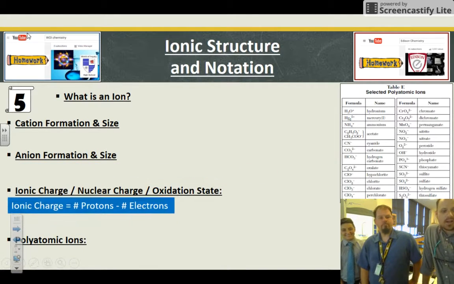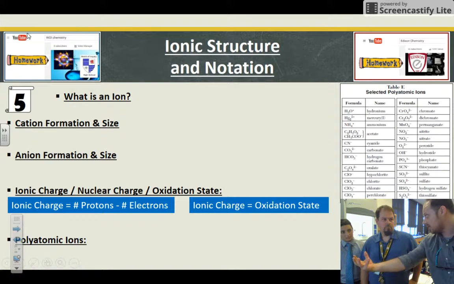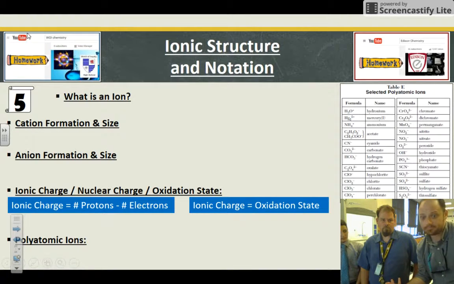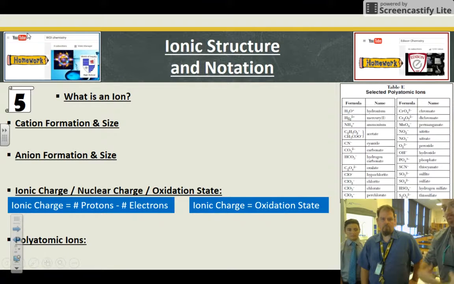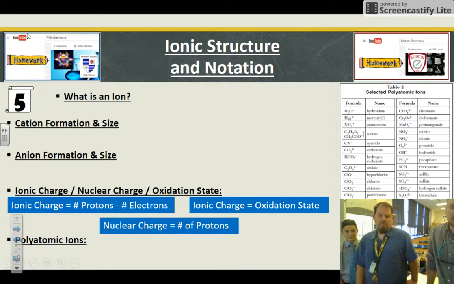Ionic charge. This is fun to find because you take your number of protons and subtract the number of electrons from it. So if I've got 10 protons and 9 electrons, my ionic charge would be +1. These are also synonymous with the oxidation states. So when you see that little list of oxidation states or symbols in the top right corners with positives and negatives, that tells you how many extra electrons it has or how many electrons it's lost. Nuclear charge is, of course, the number of protons.